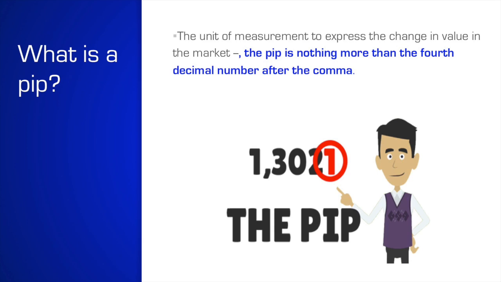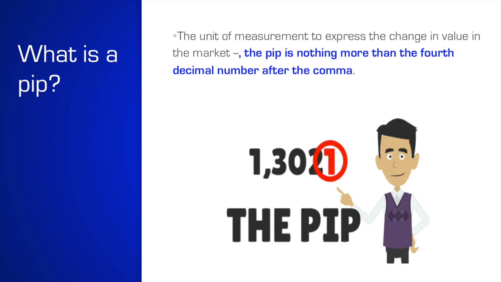So what is a pip? A pip is nothing more than a unit of measurement that expresses the change in the value of the market. In other words, in the same way that you express time in minutes or in days or in hours, we're expressing the change in the market in pips. If it goes up, it went up a certain amount of pips. If it goes down, it goes down a certain number of pips. It is nothing more than the fourth decimal number after the comma.